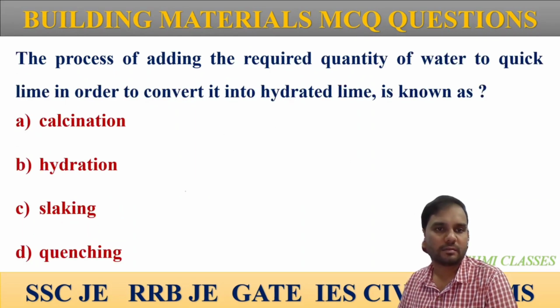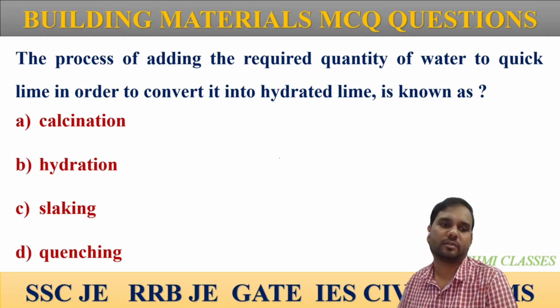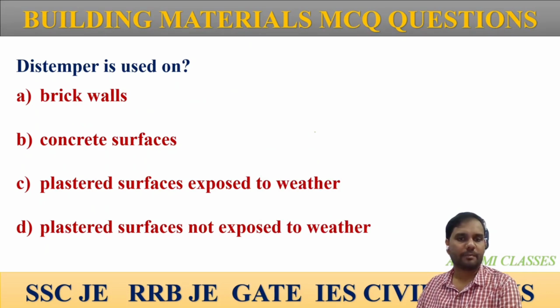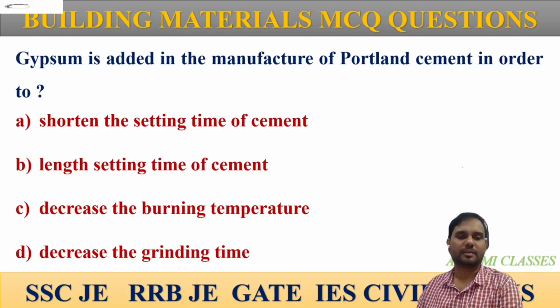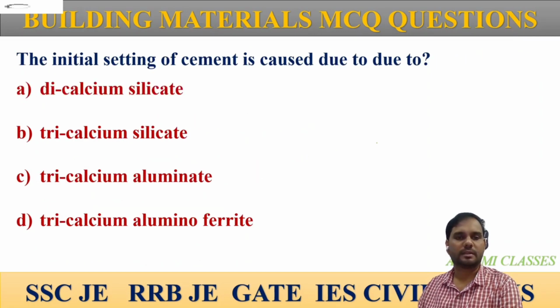The process of adding the required quantity of water to quicklime in order to convert it into hydrated lime is known as slaking. Distemper is used on plastered surfaces not exposed to weather. Gypsum is added in the manufacture of Portland cement in order to lengthen the setting time of cement. The initial setting of cement is caused due to tricalcium aluminate.